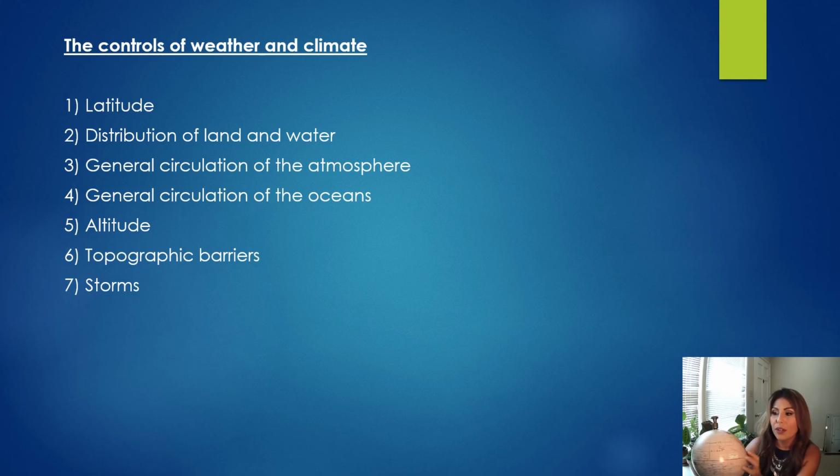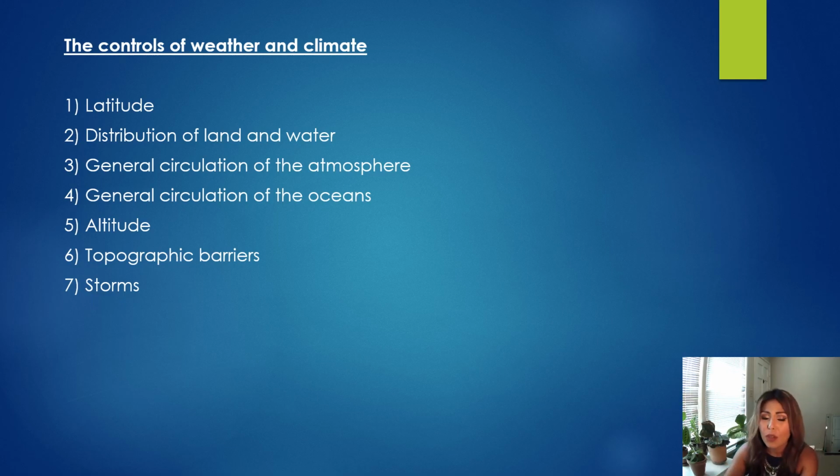Distribution of land and water. If you live in San Diego versus Dallas, Texas, which one's closer to the water? San Diego, right? So they're going to have a much more mild winter, and we'll talk about that why specifically in chapter 4. They're going to have a mild winter versus a landlocked area in the interior of a continent. It's going to be a colder winter and a hotter summer. Circulation of the atmosphere, how the atmosphere moves, where you're located, how those jet streams move, and the winds and what they carry.